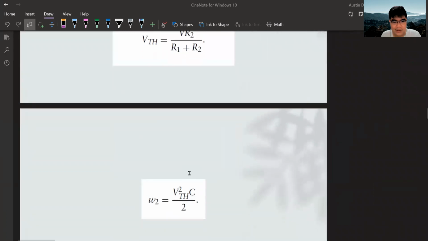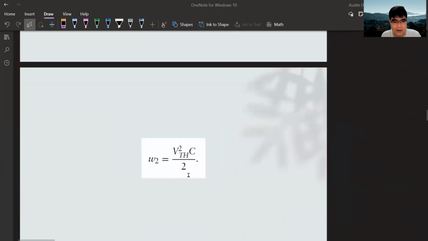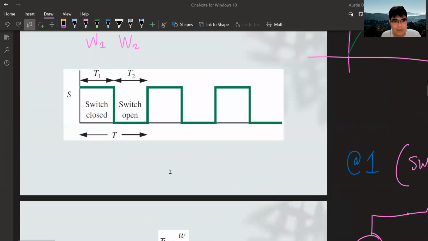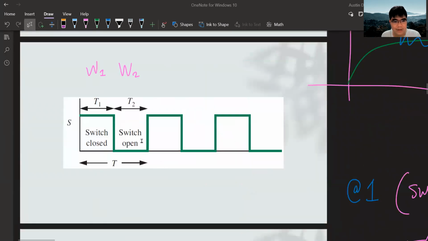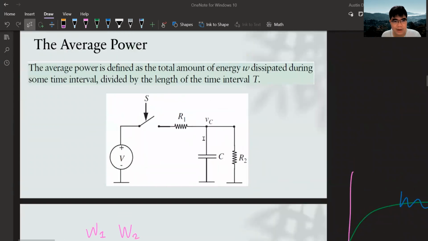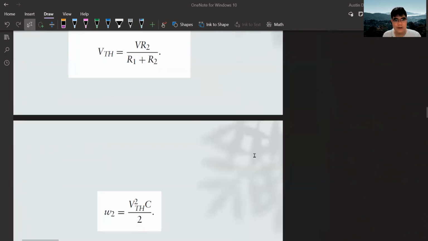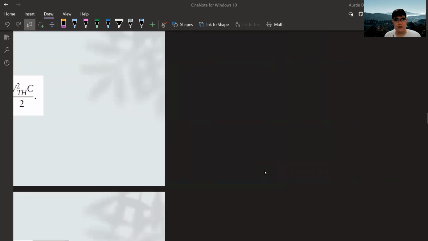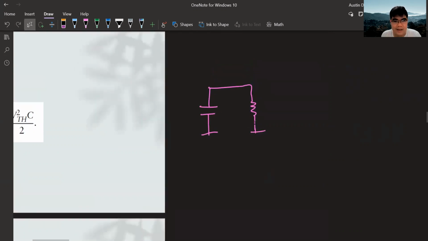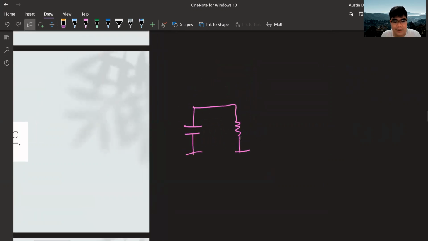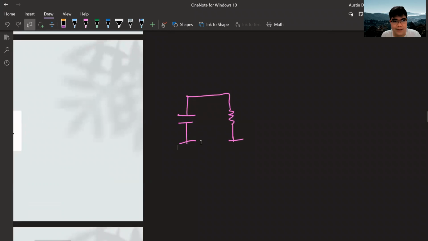And then for the second part, W2, ano mangyayari? Magbubukas yung switch natin. So, ang circuit mo lang would be very simple. Capacitor in parallel with a resistor in series. Okay, so this is fairly simple.